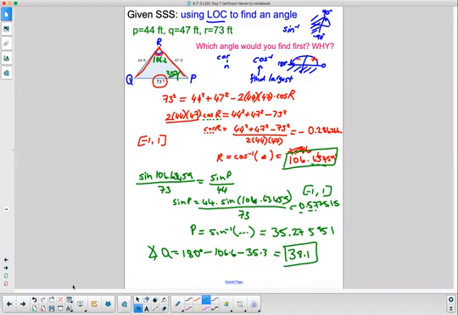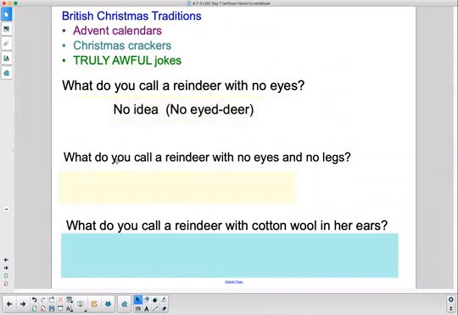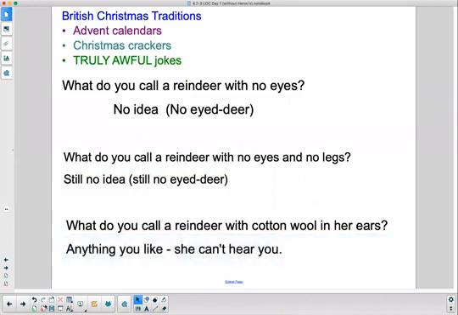Okay, let's see what else we've got to do. Ah, terrible joke of the day. These are the ones we had yesterday. What do you call a reindeer with no eyes? No idea. What do you call a reindeer with no eyes and no legs? Still no idea. Okay, so what do you call a reindeer with cotton wool in her ears? Anything you like, she can't hear you. I told you they're really, really bad.